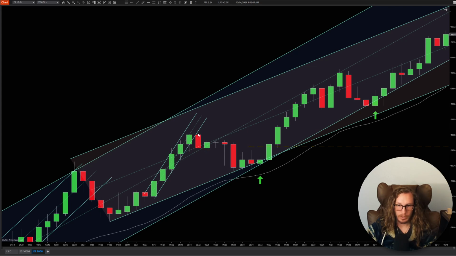So you kind of get this pullback, first attempt higher, sort of a hidden first entry, pullback, and then this would technically be a second entry if you were using the hidden. But otherwise, what you could do is just look at this as all break, first entry, pullback, second entry long.